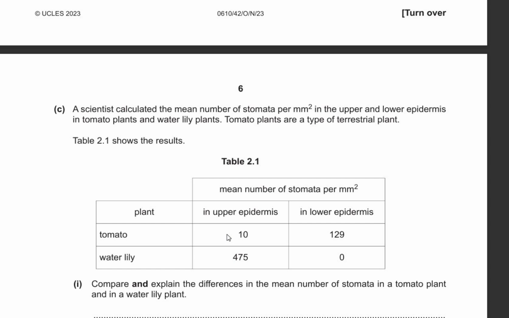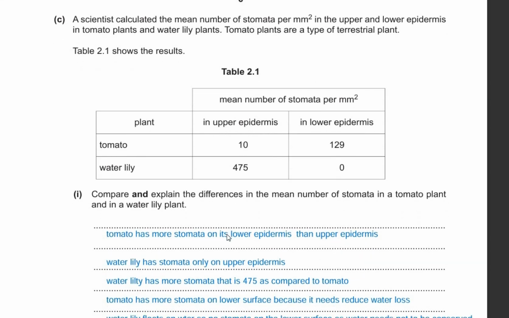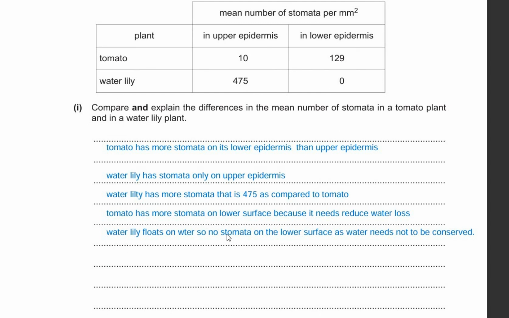Then we can compare the other parts, the sides of the epidermis: the tomato plant has more stomata on the lower epidermis than the upper, whereas the water lily has more stomata on the upper epidermis. And we can say that the water lily has 0 stomata in the lower epidermis as compared to the tomato, which has 129 stomata on the lower epidermis. So this is what I have written over here, then we'll explain the comparisons.